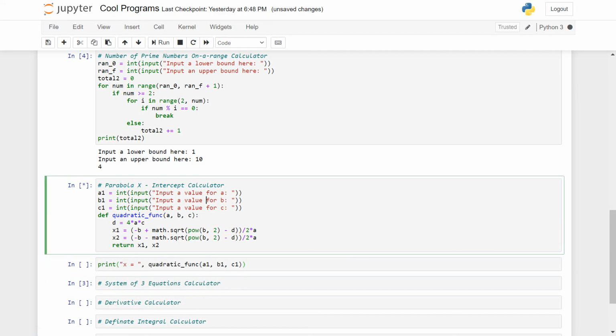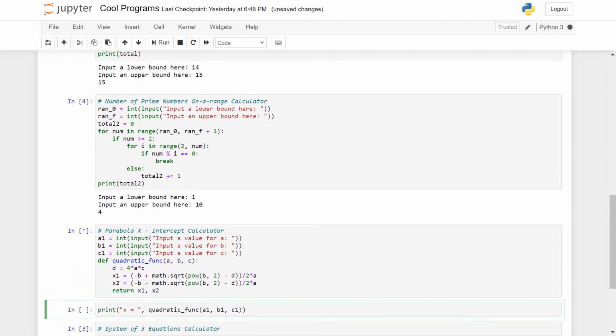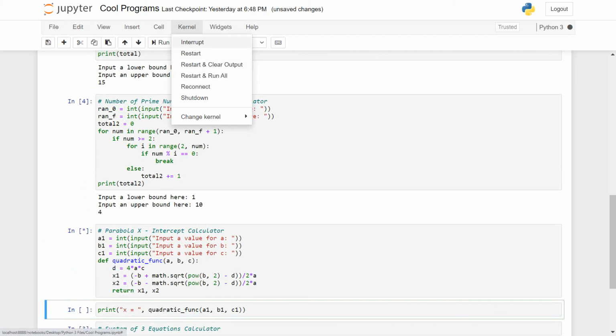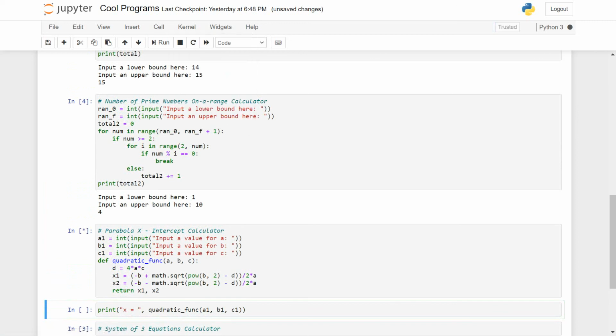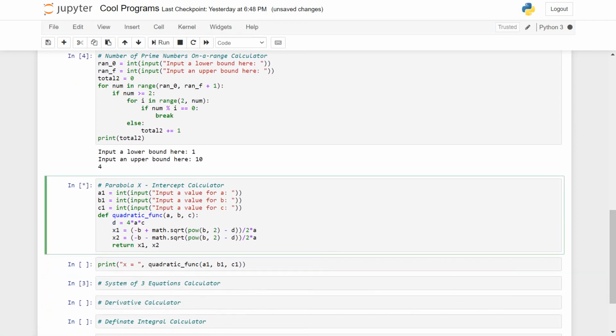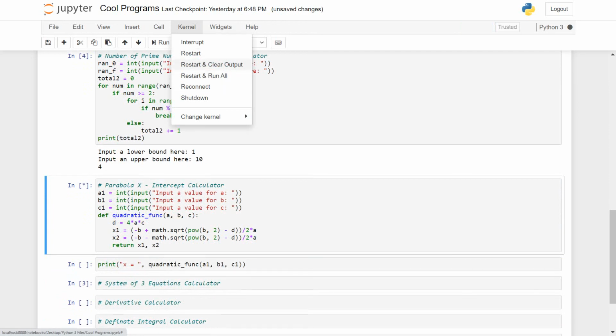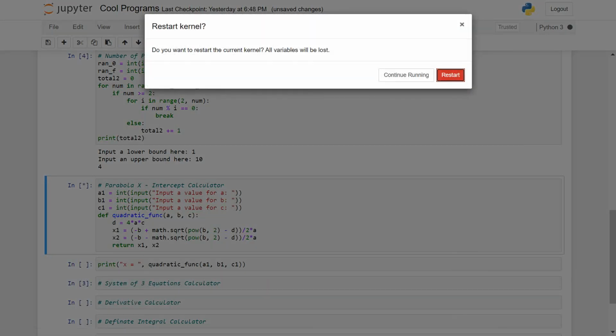Oh, we're getting that glitch, aren't we? Okay, that glitch that we had in the last episode. Oops, I accidentally pressed reconnect. That's probably not good. Kernel, restart.